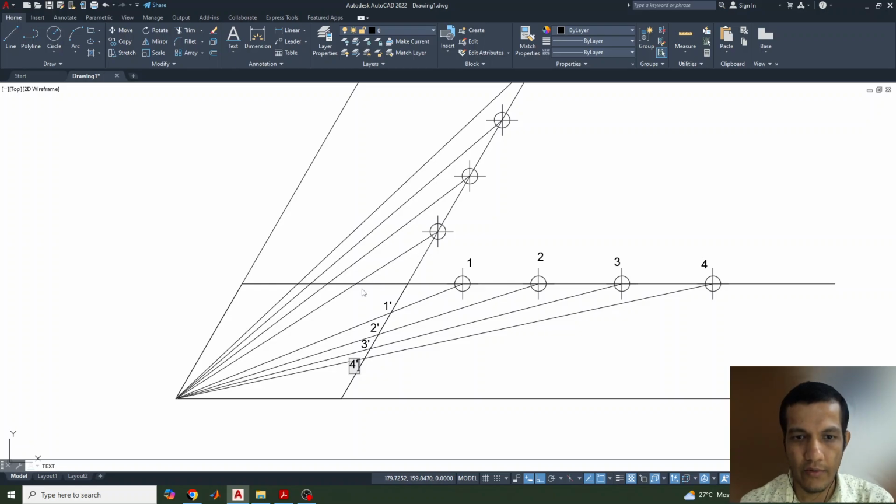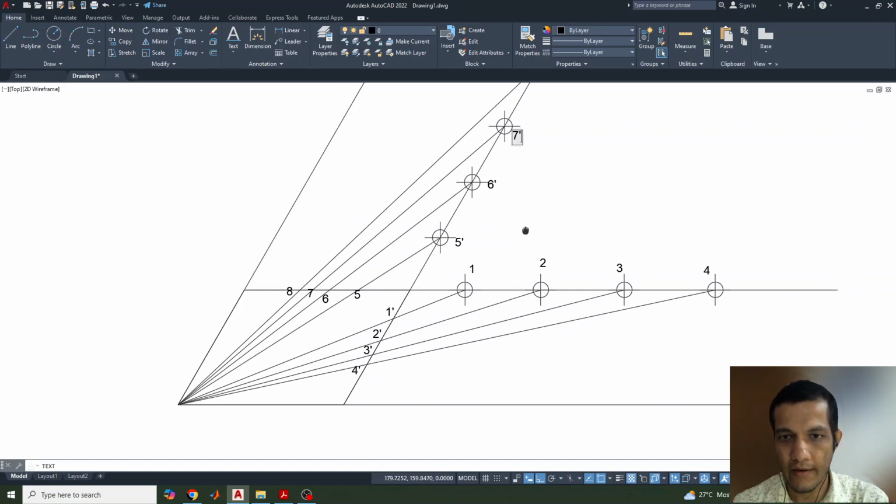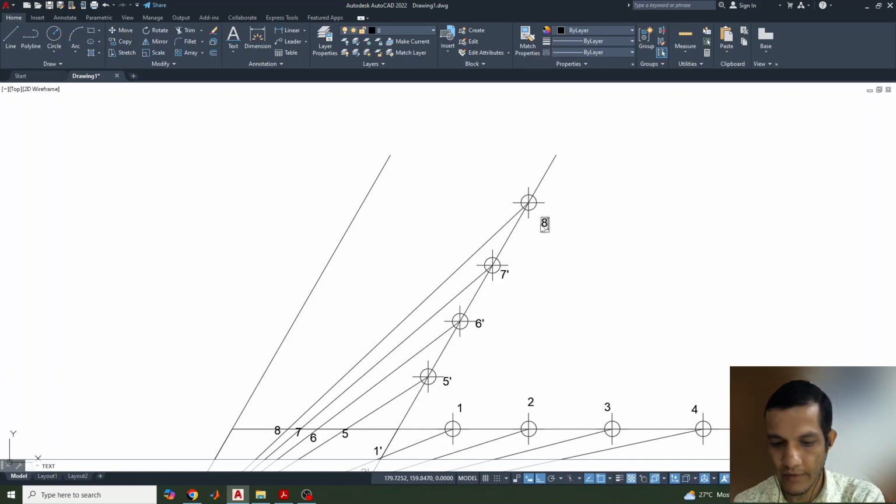Okay, in a similar way, here you need to give 5 and 5, 6, 7, 8. Okay, here we'll give 5, and this is our 6, and this is 7, and this is 8. Similarly, it will be 5 dash, and this is 6 dash, and this is 7 dash, and this is our 8 dash.